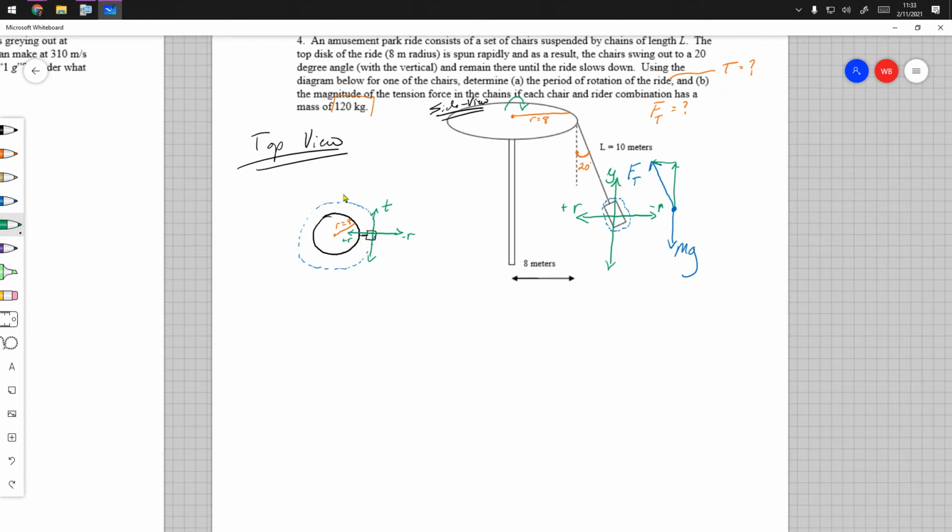How big is the circle in which it goes around? I go, well, that's easy. I just measure the radius from here to here. But the blue dashed line is supposed to be a perfect circle. The radius from here to here is not 8 meters. It's like 8 meters plus a little bit more. Well, how would I do that?